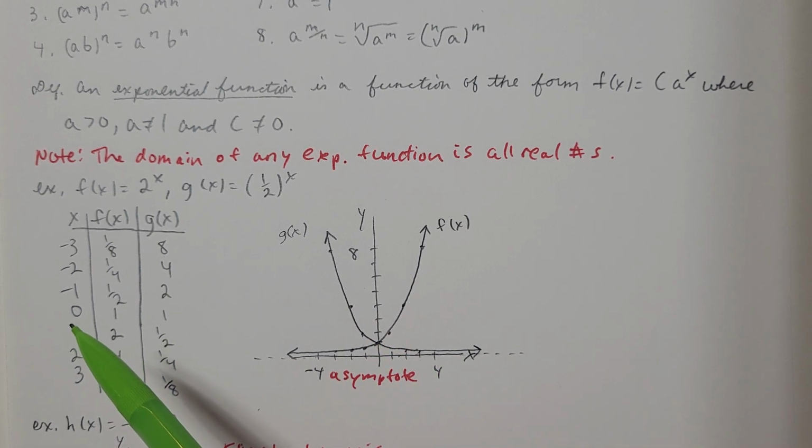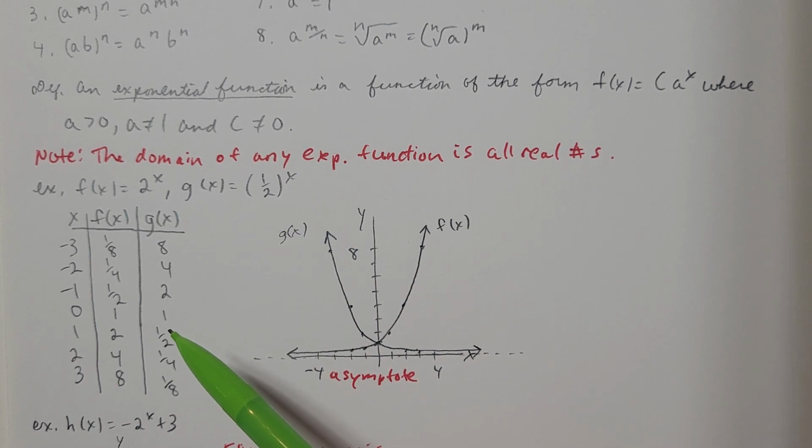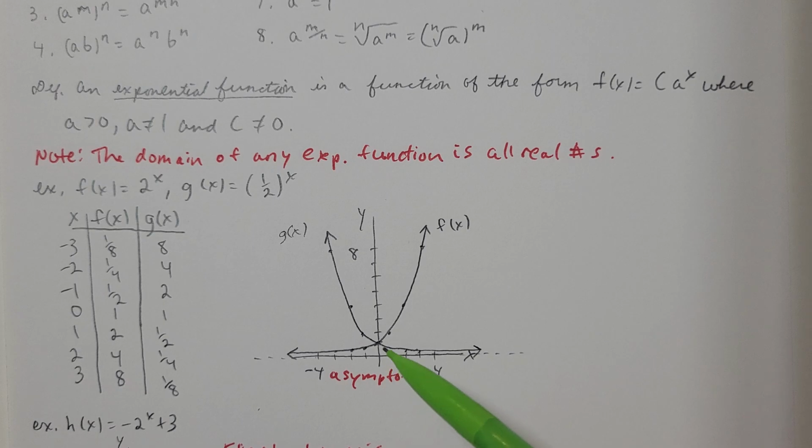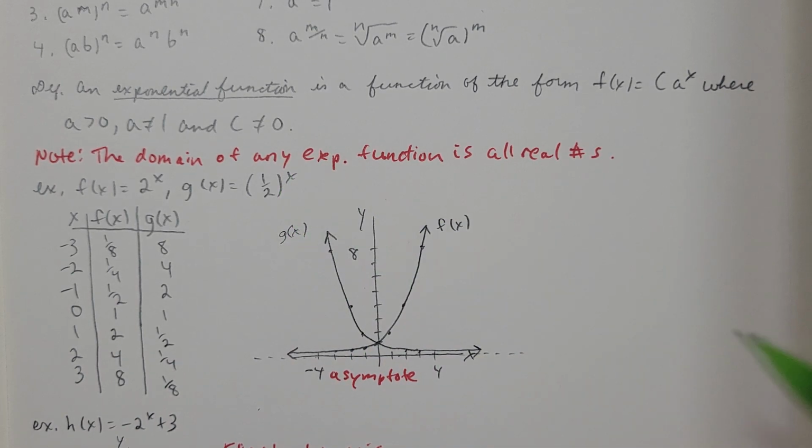If x is 0, again, anything to the 0 power is always 1. So this curve is going to pass through the y-axis at 0, 1. Again, that always happens whenever you're graphing y equals a to the x. If x is 1, we get 1/2 to the 1st power is 1/2. So 1, 1/2, that point would be on the graph there. That's right there.